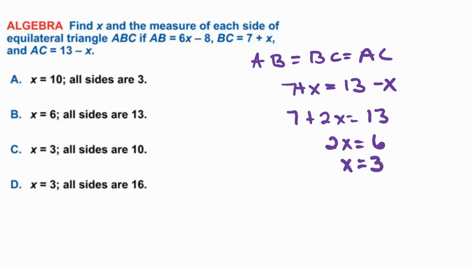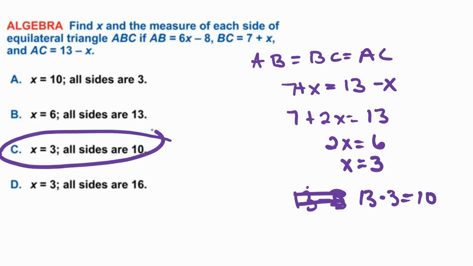x equals 3. Now we need to plug it back in to find the sides. The sides are all equal, so I can plug it into 13 minus x. So 13 minus 3, which will give us 10. So the answer is C. And that concludes the lesson for 4-1.